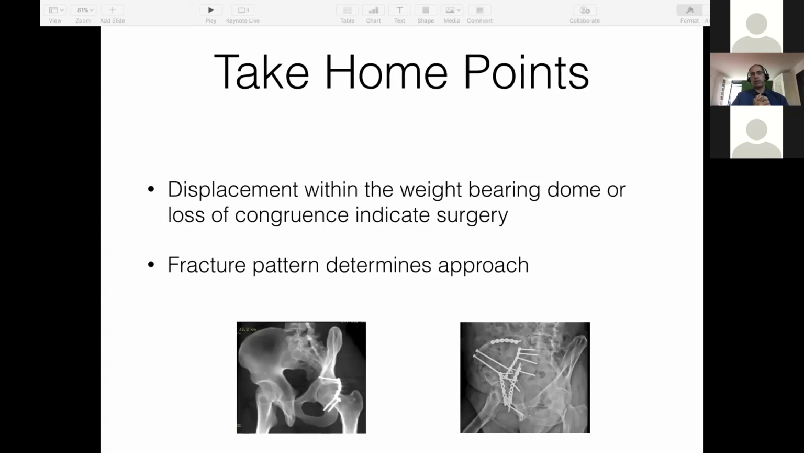All right, so in conclusion, remember that the displacement within the weight-bearing dome and loss of congruence really are your main indications for operative management of acetabular fracture. And the fracture pattern, understanding those 5 elementary and 5 associated type acetabular fractures, really helps us determine the surgical approach. All right.